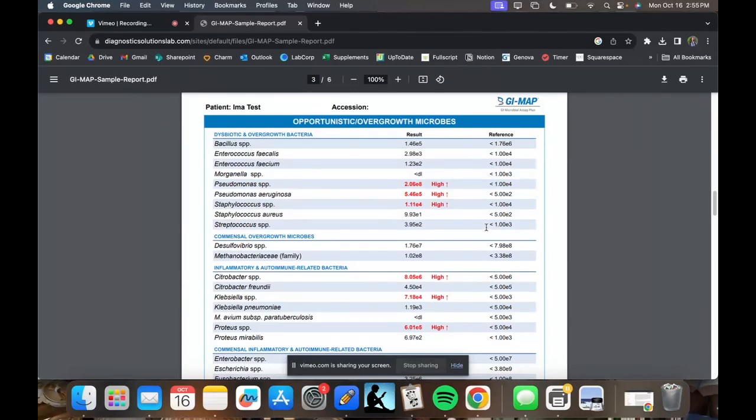I guess I'll use that metaphor. Take over the land in your gut where we want to have the beneficial bacteria. That's when they can start to cause issues: digestive symptoms, inflammation, leaky gut, and that can really be reflected onto the skin. So this page is interesting.